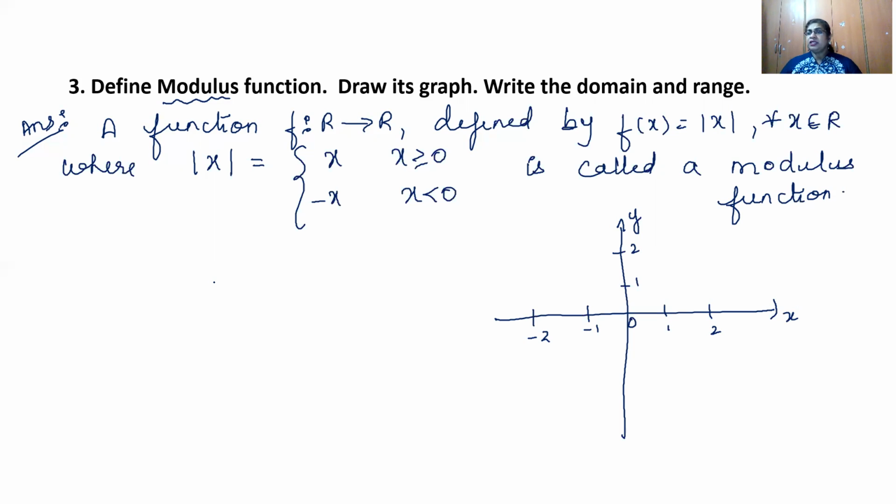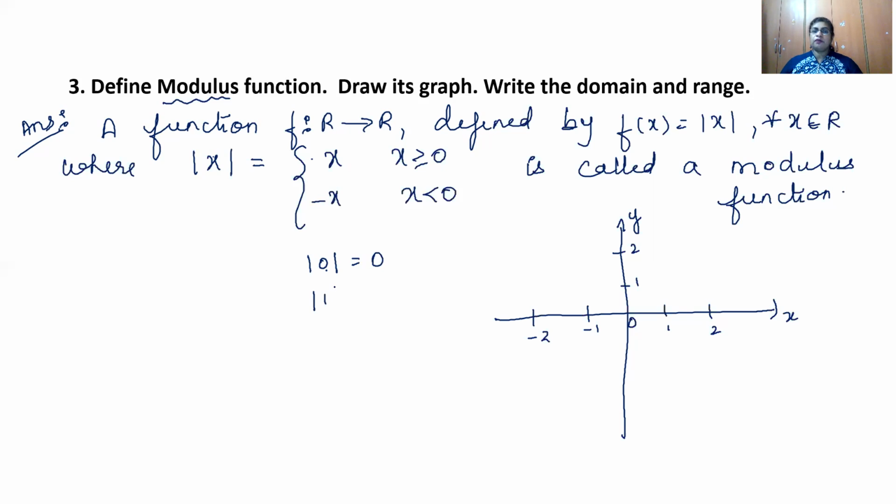Okay, so let me take a few points to draw the line. To draw the graph, we want a few points to plot on it, okay? So suppose I say modulus of 0. What is modulus of 0? That time, see, what is the definition telling us? Modulus of x becomes x when x is equal to 0. So whatever is inside the modulus sign, that is my answer, so therefore it is equal to 0.